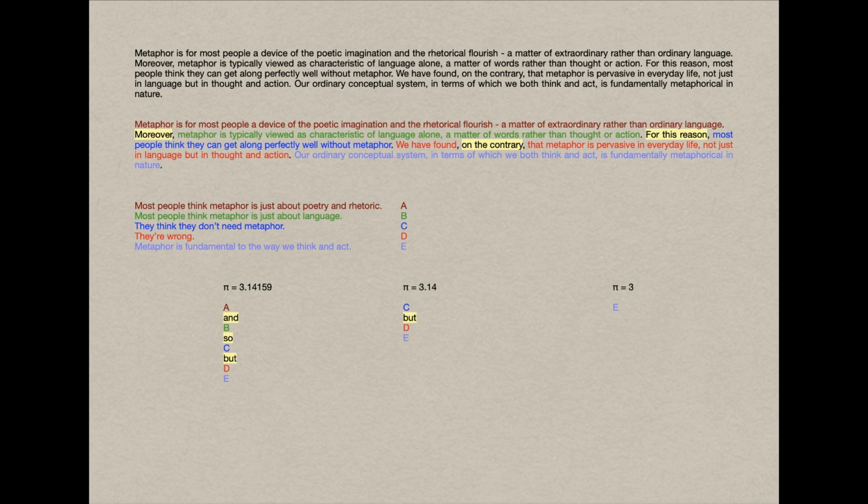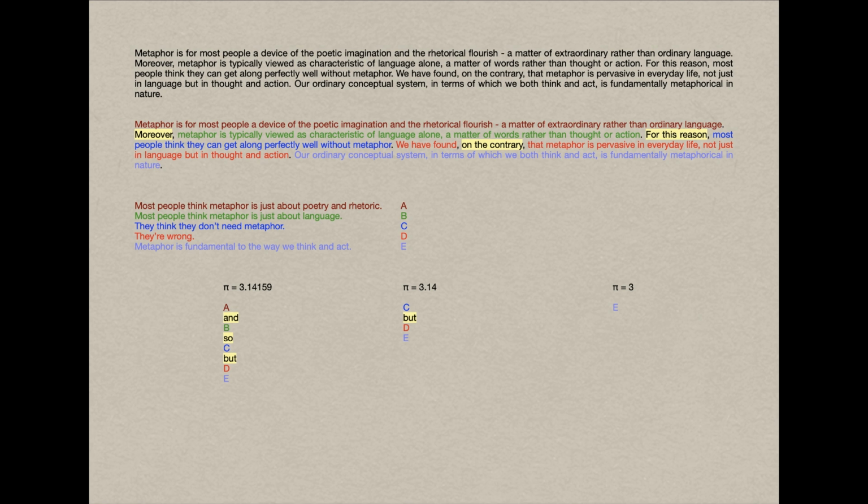Since you still know what the overall structure is, you could patch things up by saying something like A is one of the reasons why C, which in full would be something like most people think metaphor is about poetry and rhetoric. That's one of the reasons why they think they don't need metaphor. So I missed something, but I can still keep track of the argument.